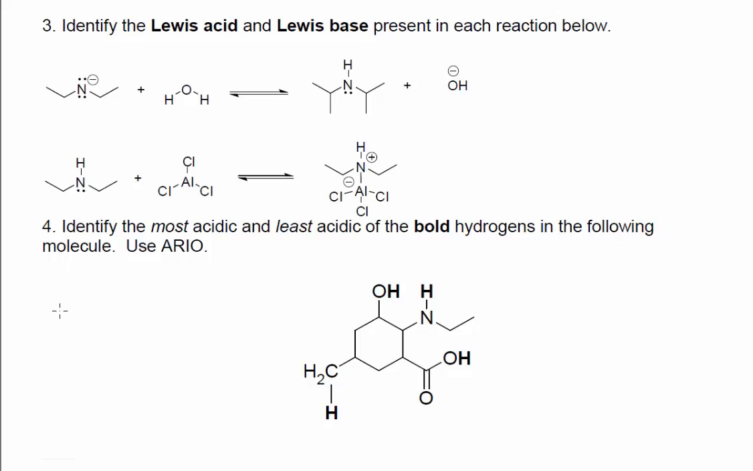Third question, identify the Lewis acid and the Lewis base present. And it didn't ask us for arrows, but we can practice those too. And so the thing we're observing here is that the N is gaining a hydrogen. So we can think of the arrows like this.